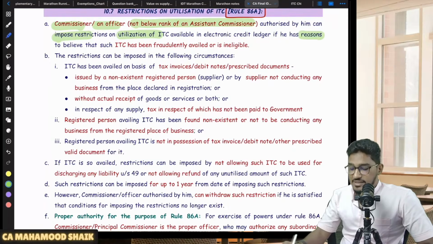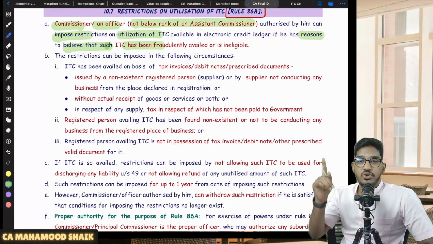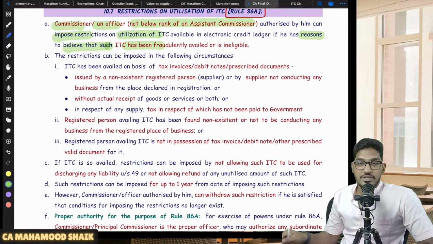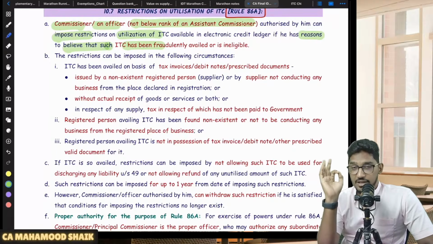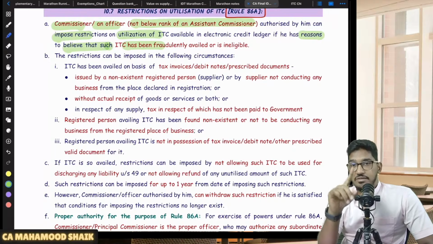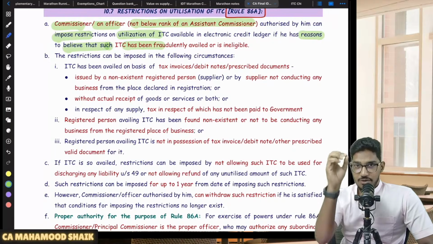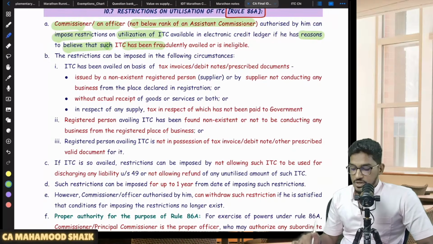When, sir? If he has reasons to believe that ITC has been fraudulently availed or is ineligible. So if the commissioner or any other officer authorized by him, not below the rank of assistant commissioner, has reason to believe that ITC has been fraudulently availed or is ineligible, even after it is credited to your electronic credit ledger, they can put a restriction on it.